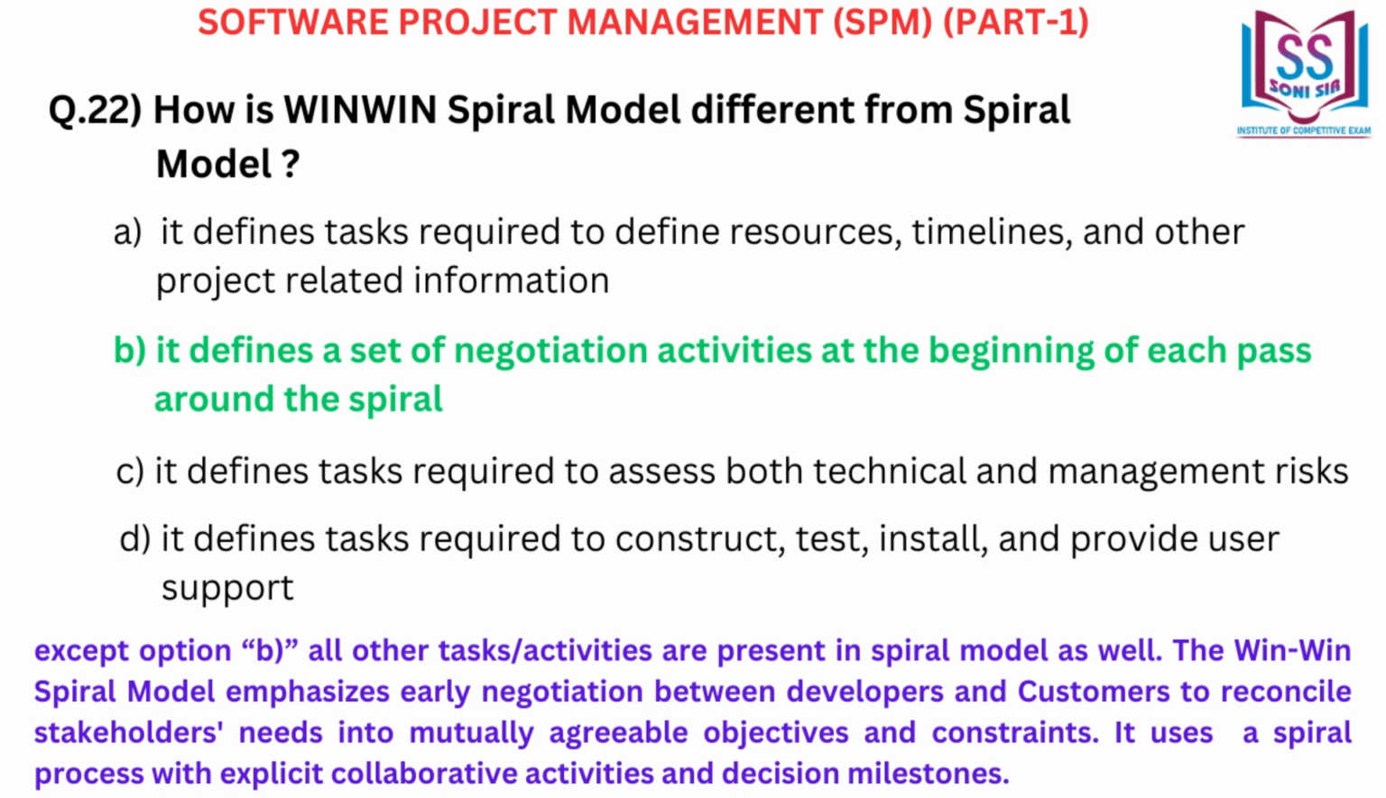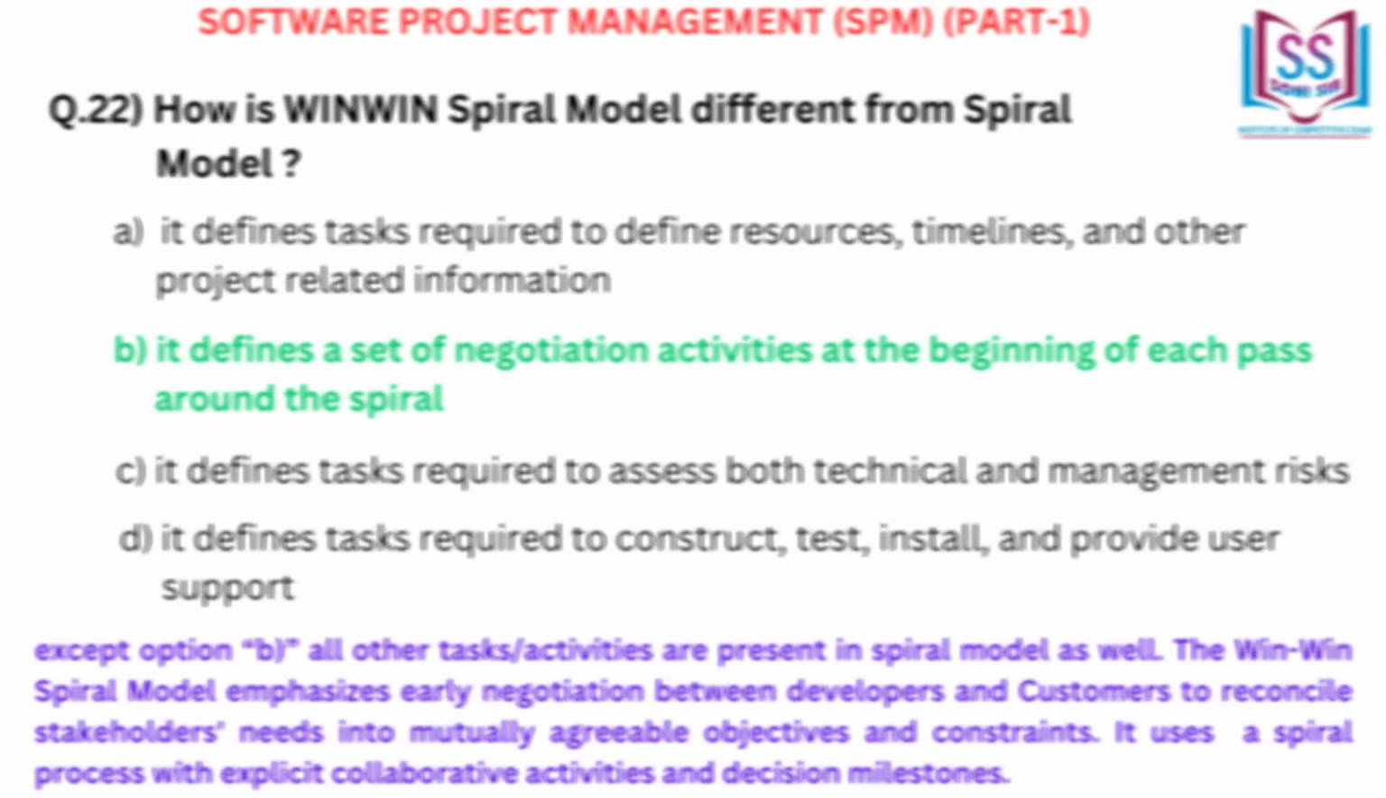Except option B, all other tasks or activities are present in spiral model as well. The win-win spiral model emphasizes early negotiation between developers and customers to reconcile stakeholders' needs into mutually agreeable objectives and constraints. It uses a spiral process with explicit collaborative activities and decision milestones.